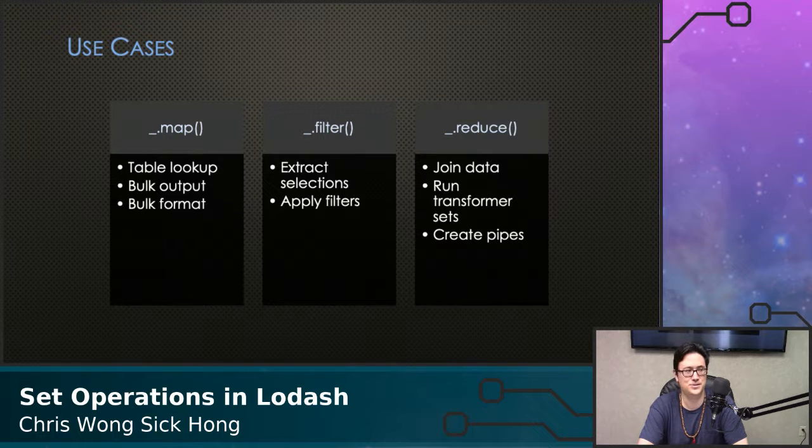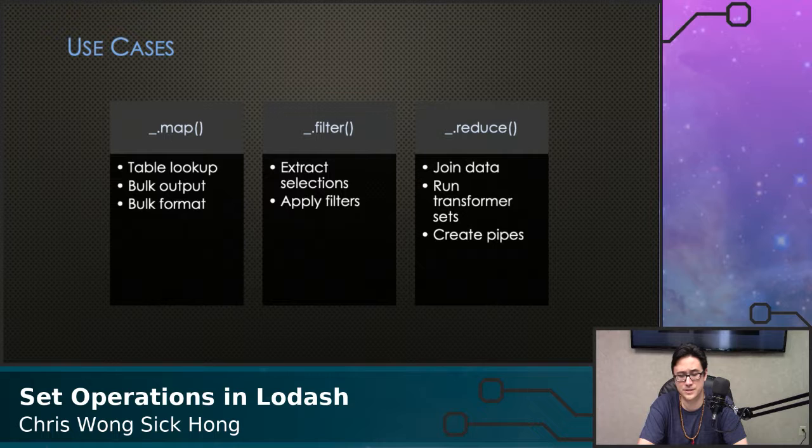Now, use cases. Map tends to be good for table lookups, bulk outputting, and bulk formatting data. Filter tends to be good at extracting selected information. Particularly, say, if you have an array on the front end, an array of stuff to display in a table, the user is going to select some of those items and then, say, export to CSV. You can use a filter to extract the selections, or, as the name suggests, apply filters.